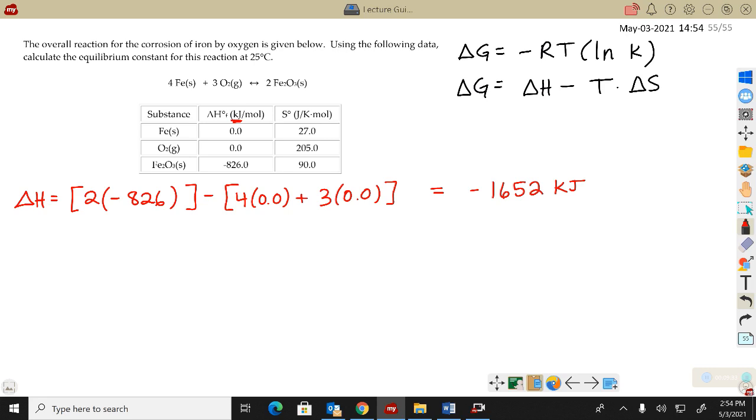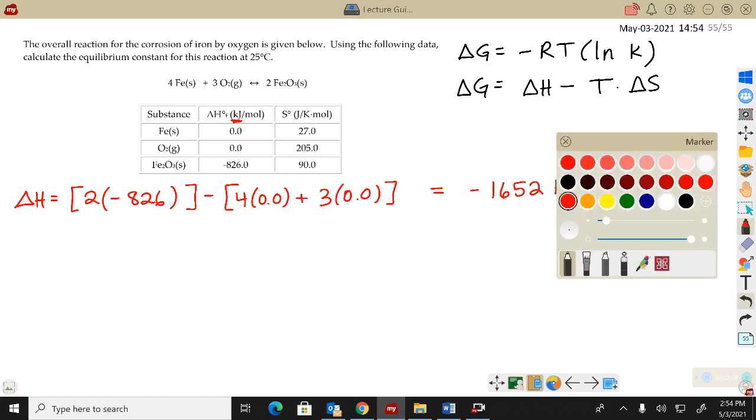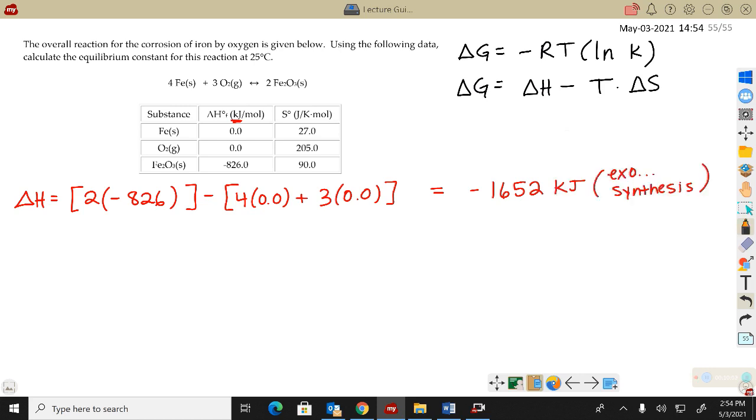Now, does this make sense? It's exothermic, and that makes sense. It's a synthesis, and synthesis reactions involve the forming of new bonds, which should mean that energy is released. Yeah, this makes sense. It's exothermic. All right, moving on to delta S.